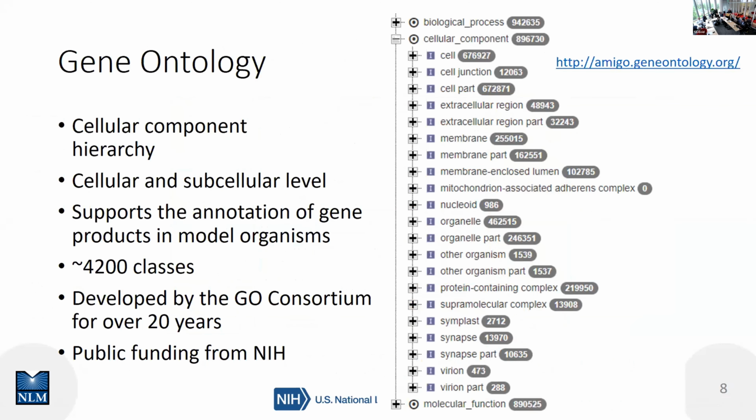And so, switching levels of granularity, we're talking about gross anatomy mostly for the FMA. Now, if you go to a finer grained level of resolution, there's the cellular component hierarchy of the Gene Ontology, 4,200 classes. What's important also is that the Gene Ontology is a very stable ontology. It's been there for 20 years. It's developed by the GO Consortium. They've enjoyed consistent funding over these 20 years.